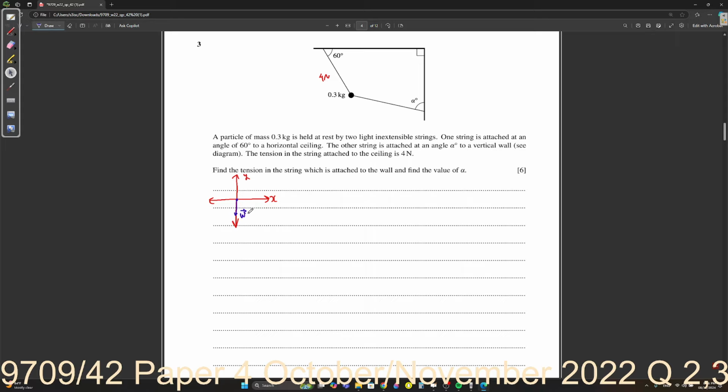Right? And then we have to the left, we have our what? We're going to call this over here T1, and we're going to put in brackets, it's 4 newtons. Okay? Let's see. The angle here is 60.